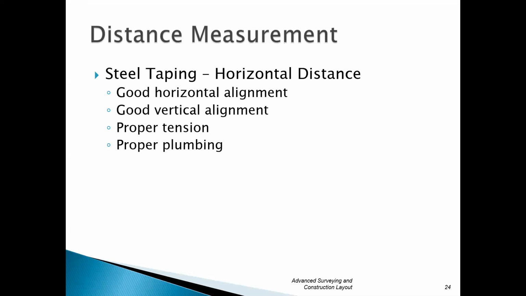So steel taping, on a horizontal distance, requires good horizontal alignment, good vertical alignment, proper tension, and proper plumbing. All of those 4 things have to go together to get a good distance. And it's very hard. I know that all of you have done this, so you do understand what I'm talking about.